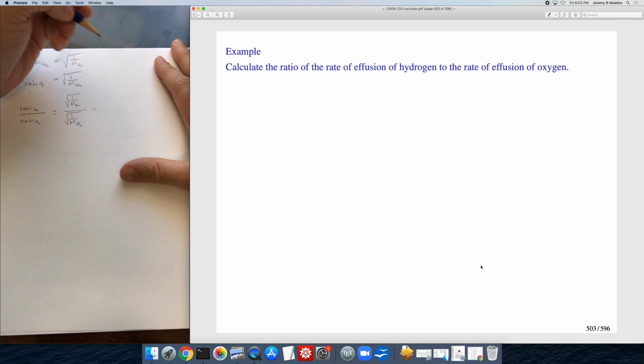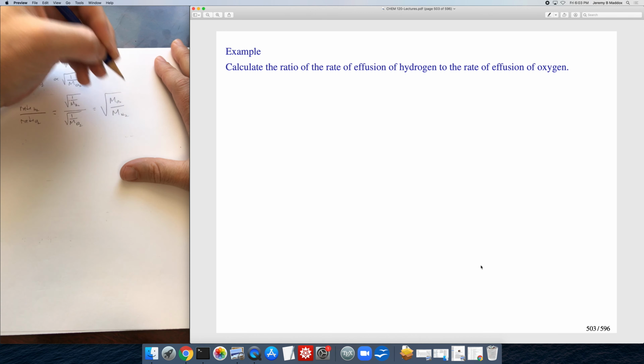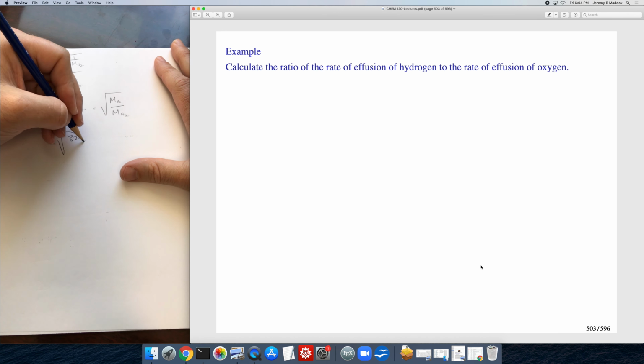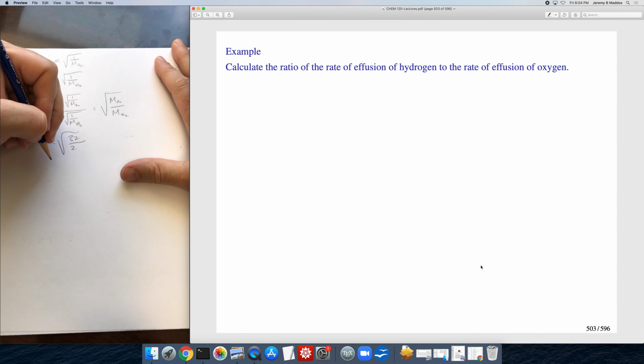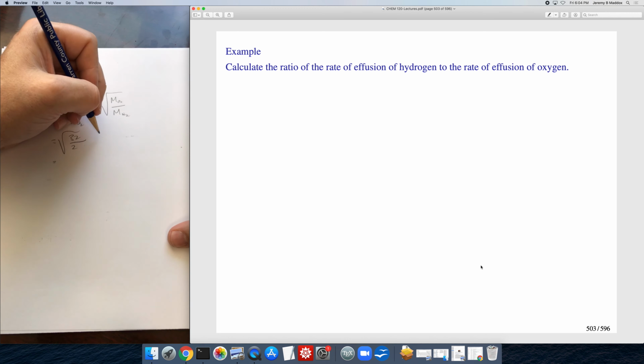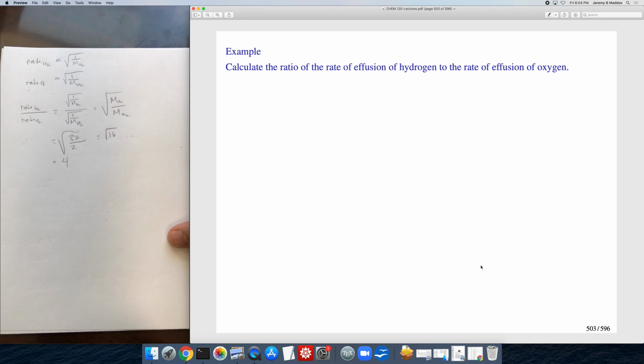We can simplify this and make it like so. And then we can actually calculate the number. We would have 32 over basically 2. Okay, so this would give us the square root of 16. And so we're going to get a ratio of about 4 for this problem.